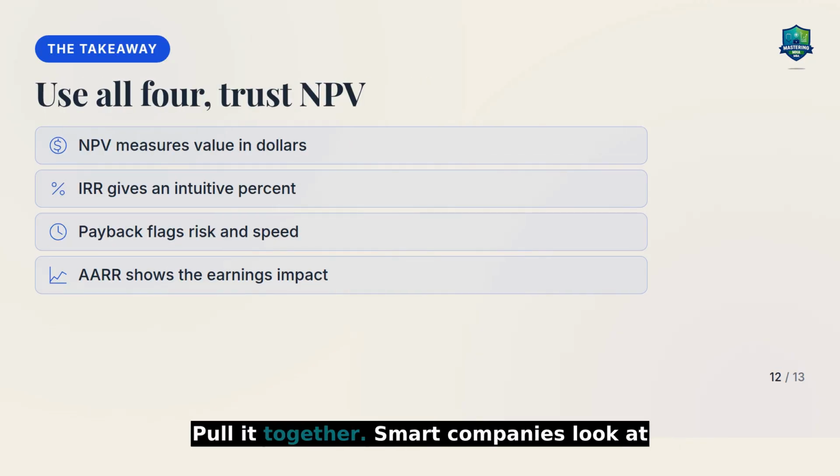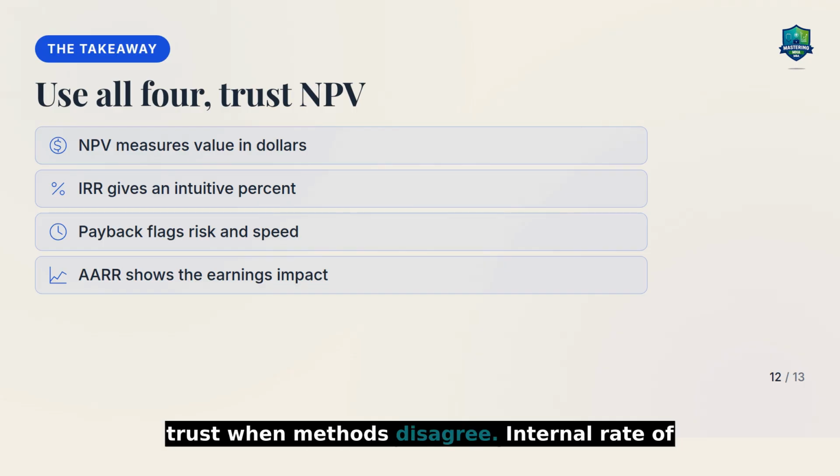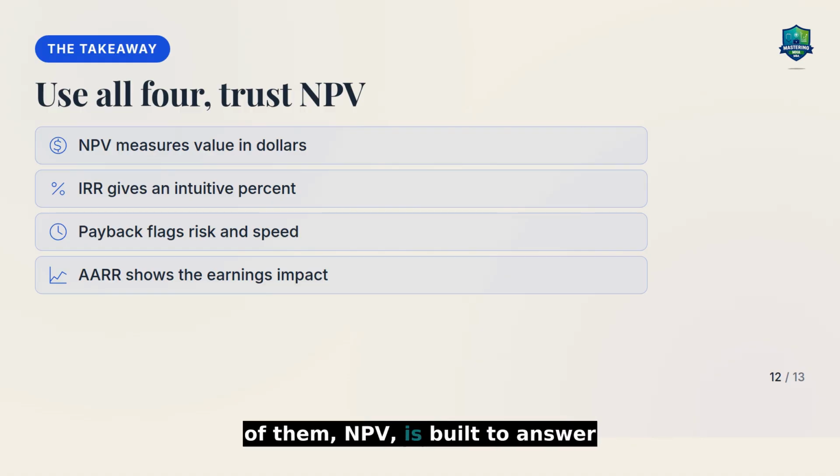Pull it together. Smart companies look at all four numbers because each answers a different question. Net present value tells you how much value, in dollars, the project creates, and it is the one to trust when methods disagree. Internal rate of return gives an intuitive percentage. Payback flags how quickly you're off the hook, and the accounting rate of return shows how the project will land in reported earnings. Four angles on the same decision, but only one of them, NPV, is built to answer whether the project makes the owners richer.